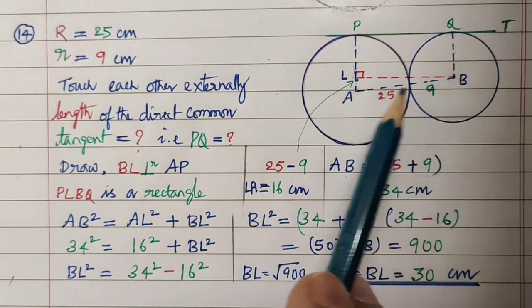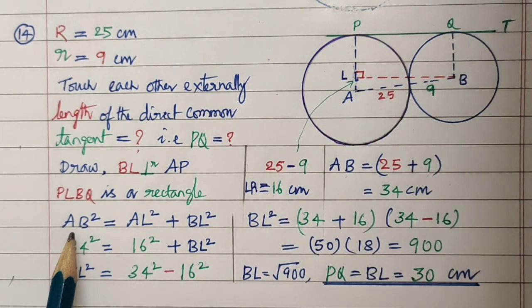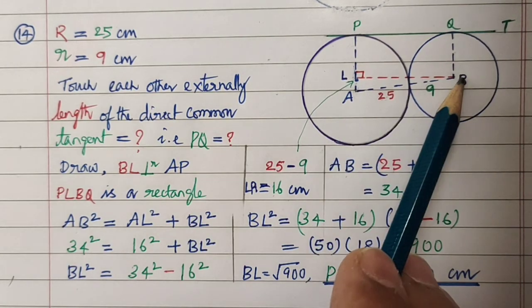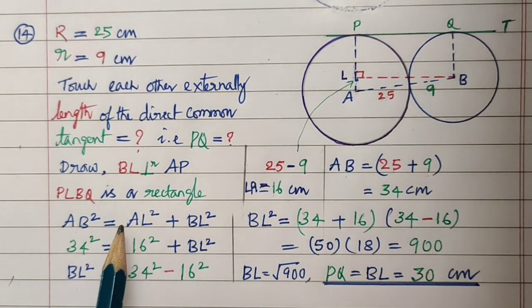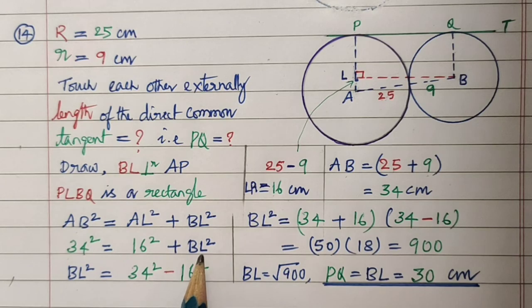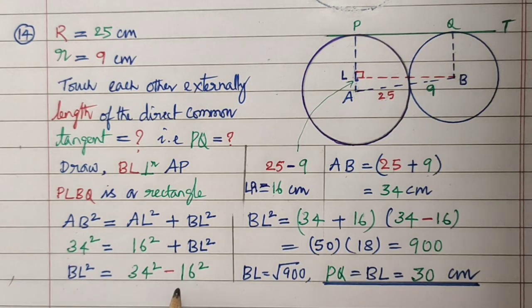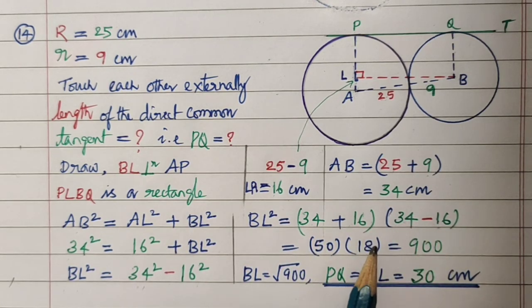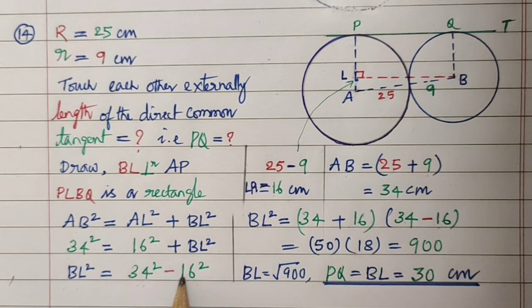By using the Pythagoras theorem, AB square is equal to AL square plus BL square. AB is 34, AL is 16, so 34 square is equal to 16 square plus BL square. Therefore, BL square is equal to 34 square minus 16 square. Instead of expanding this, let us use the a square minus b square formula. BL square is equal to (a plus b) into (a minus b). 34 plus 16 is 50, and 34 minus 16 is 18, because it will become very easy instead of expanding.